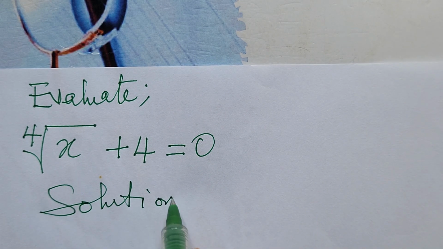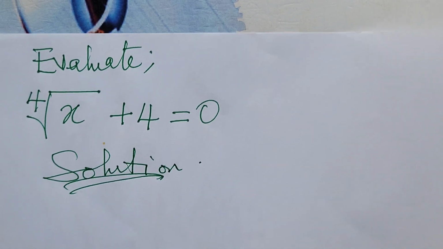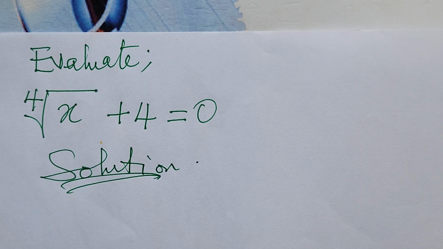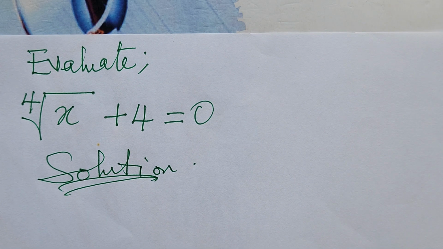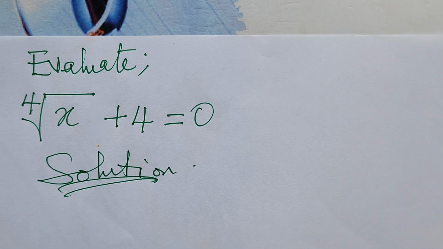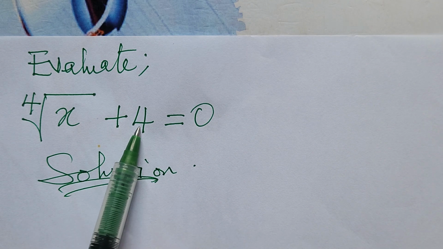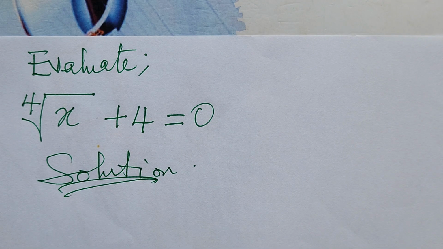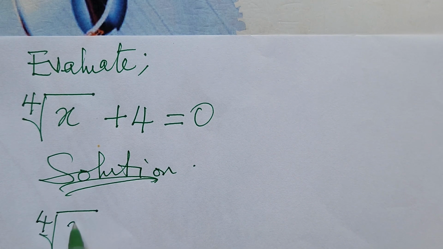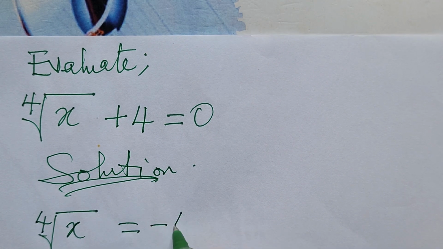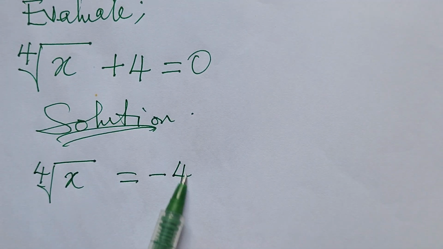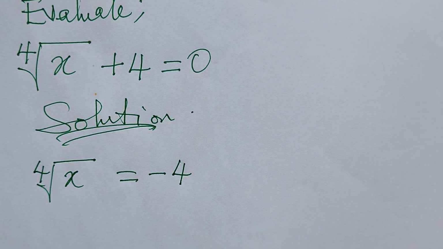Solution. If you look at this question, it's pretty easy if only you have a sound knowledge of indices. The first thing we're going to do is move this quantity to the right hand side of the equation. This gives us the fourth root of x equal to minus 4. Then we just have to rewrite this minus 4.